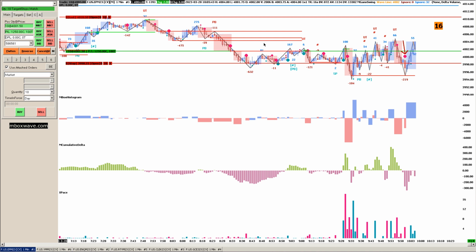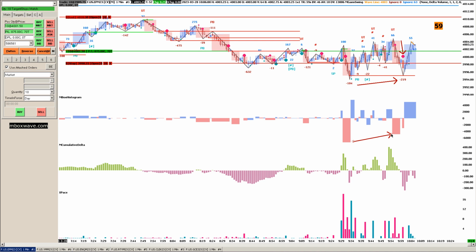The other thing here is that if you notice, we had a minus 104, minus 219. We had a lot more supply, failed to make a lower low compared to this, and we had less overall selling compared to this, right?